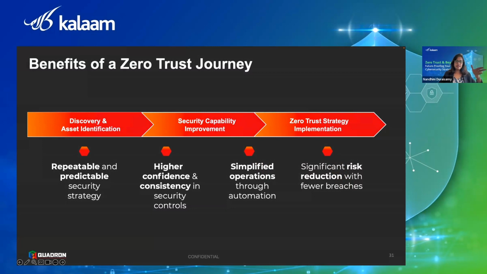And now, what are the benefits? I think by now you would have known it's a repeatable and predictable security strategy, which means you're always aware of what's going to happen. So at least you can foresee, and you don't have to be reactive, you can be proactive. And you have higher confidence and consistency in your security controls. Your operations will be simplified through automation because you don't have to manually keep checking and verifying every 3 months through an audit. And then significant risk reduction with fewer breaches. So we don't say there's no breach, still the adversaries are much, much more advanced than where we are.